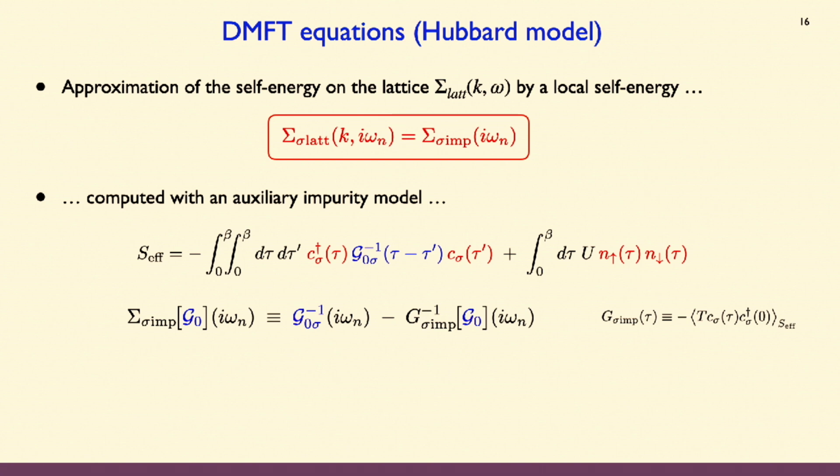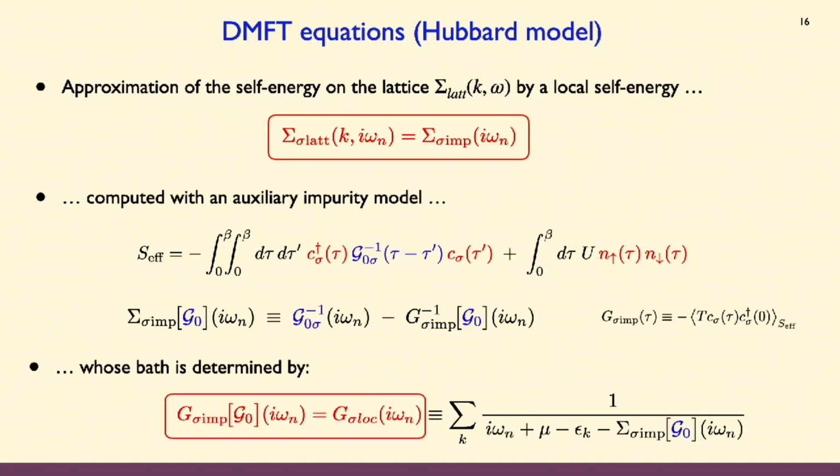Now I need to tell you how I am going to construct the bath of the quantum impurity problem. The bath is going to be determined by the last equation. We are going to request that the local Green's function on the lattice, G loc, is equal to the impurity Green's function in the bath in question. The local Green's function on the lattice is, of course, the sum over k of the lattice Green's functions with sigma lattice or sigma impurity, but I already said that they are equal, so I can replace it in this equation. So that is a self-consistency condition. It's an implicit condition for the function G0.